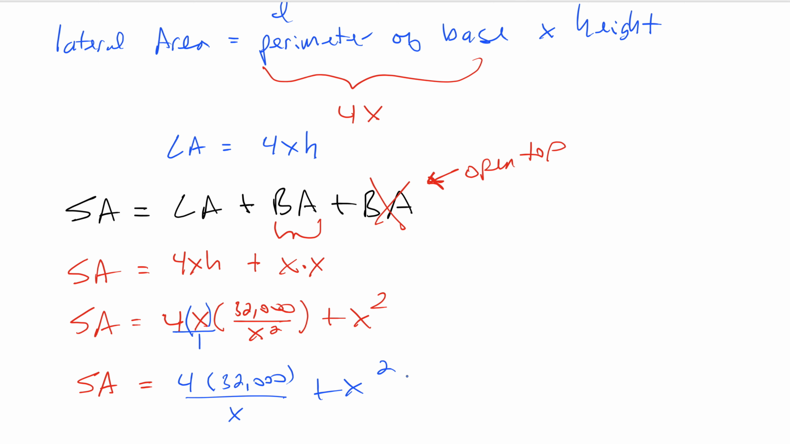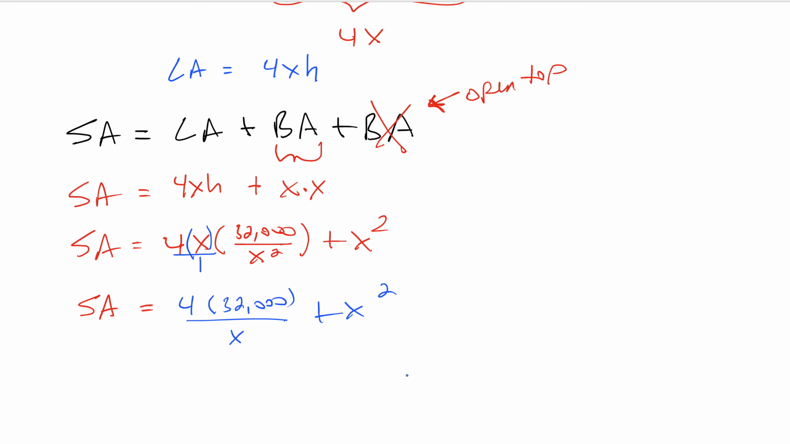Okay, so 32,000 times 4 is 128,000. So surface area equals 128,000 over x. Now I'm going to do it differently. I'm going to write it as, no, I'll just do it like this. 128,000 over x plus x squared. So this is the formula that gives me the surface area, right?